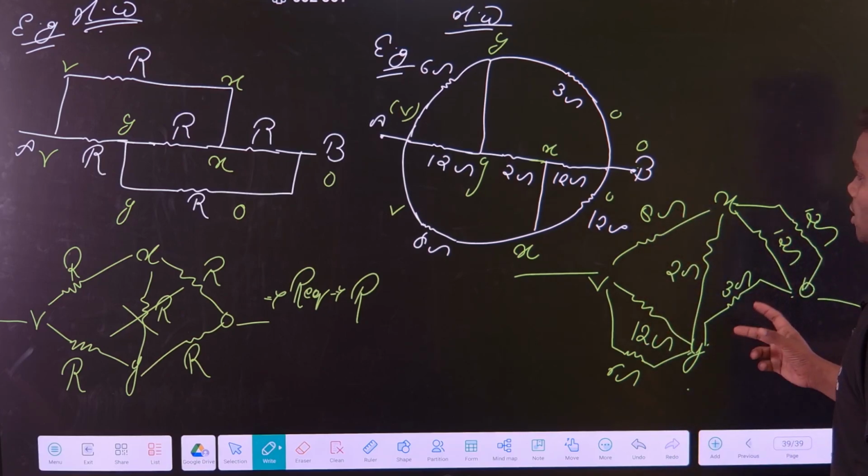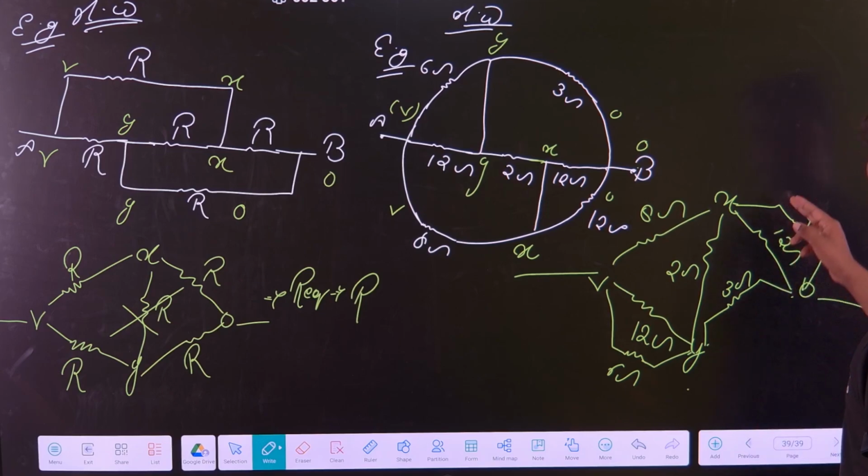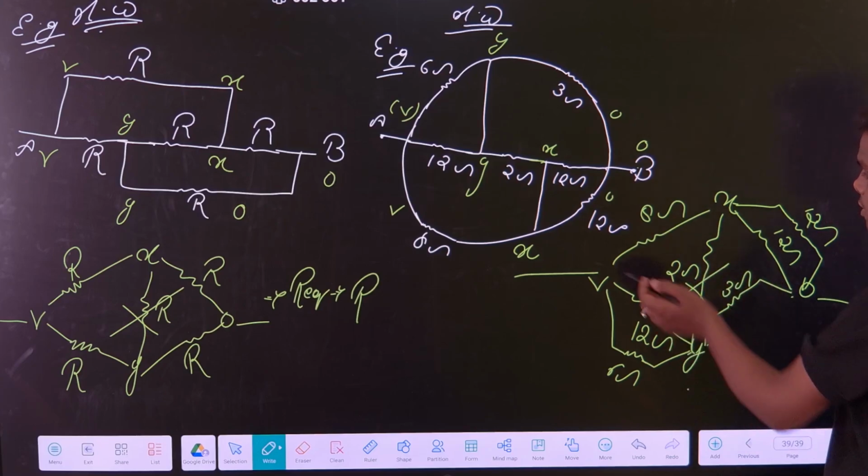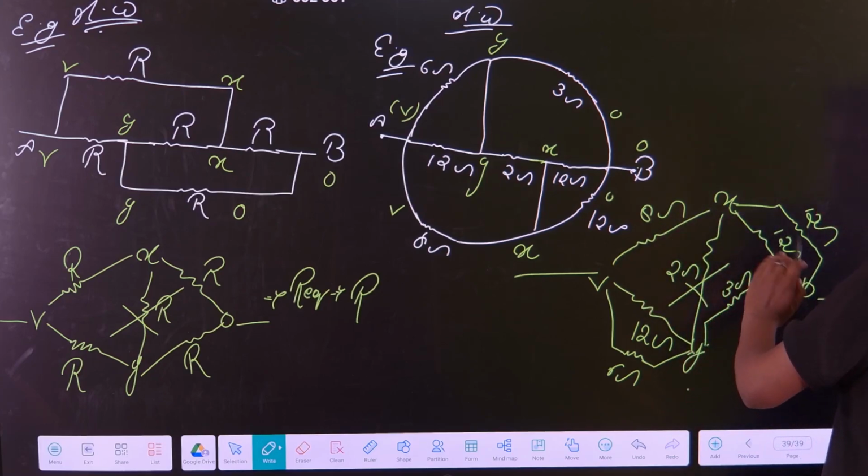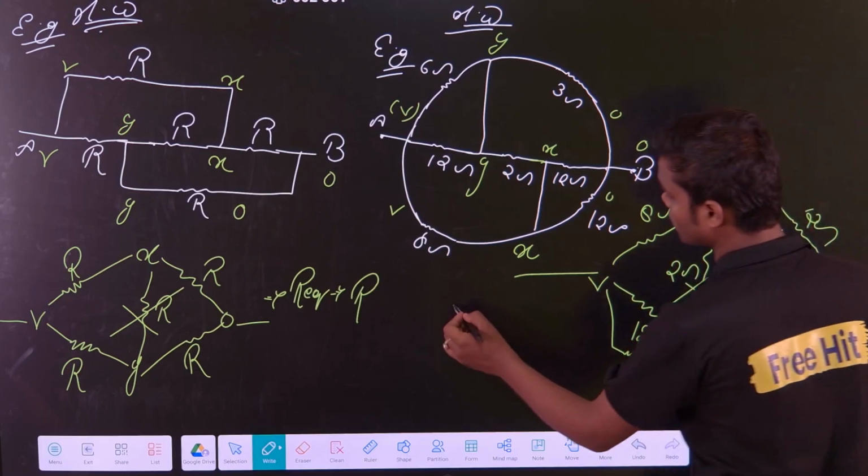So here I have to give 3 ohm only. 3 and 6 2 are the same. They are in a Wheatstone bridge. So if it is a Wheatstone bridge, this can be removed, correct? So what are you getting? This is 8 and this is 6. So 8 plus 6 is 14.